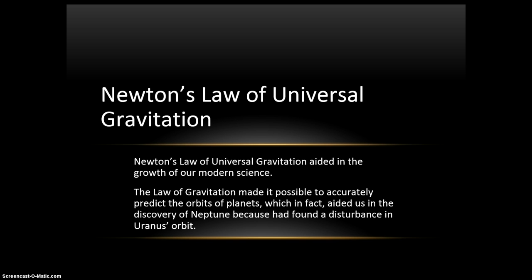Isaac Newton's law of universal gravitation even made it possible for us to accurately predict the orbits of planets, which in fact aided us in the discovery of Neptune because we had found a disturbance in the orbit of Uranus. It's very complicated how it works, but it has to do with waves and the gravitational pull coming from both objects.